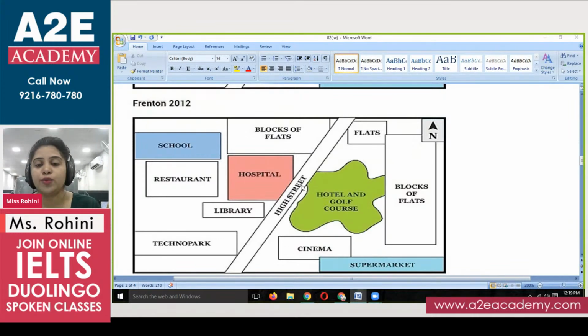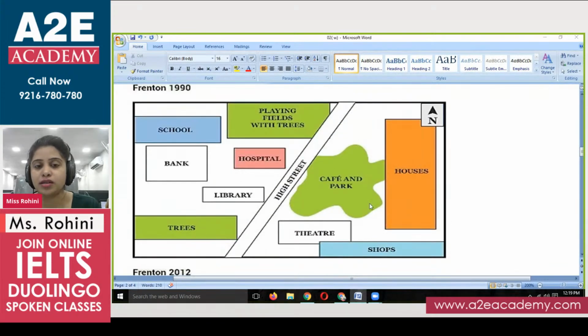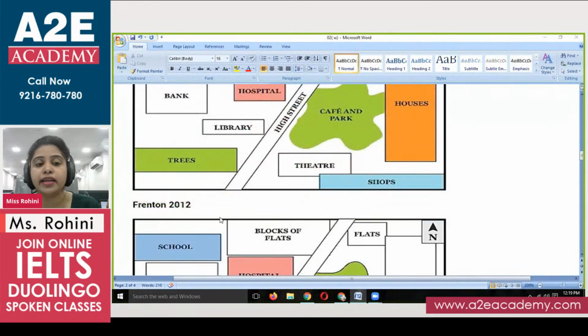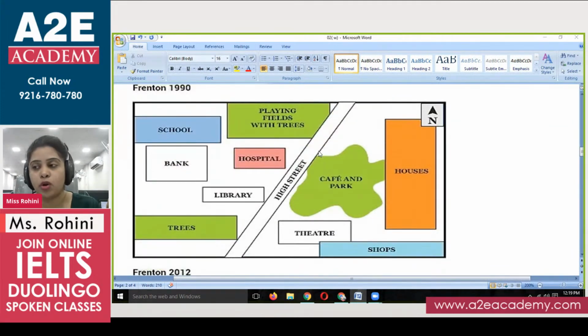Okay, now what we can see from this chart is that many of the new things have been newly introduced in year 2012 as compared to 1990, because certain things have either been converted or changed, or some new things were added in 2012 that were not present before.